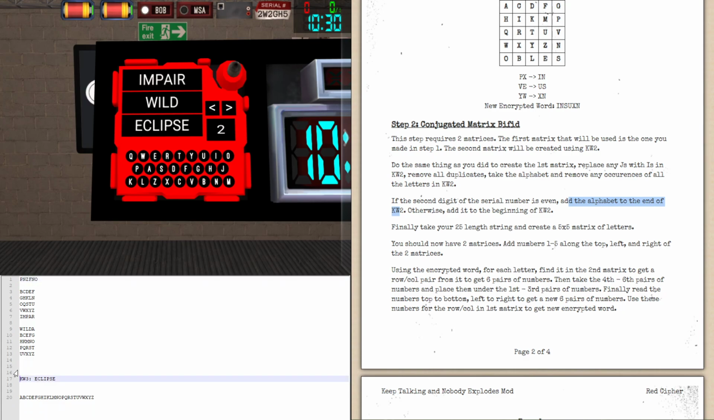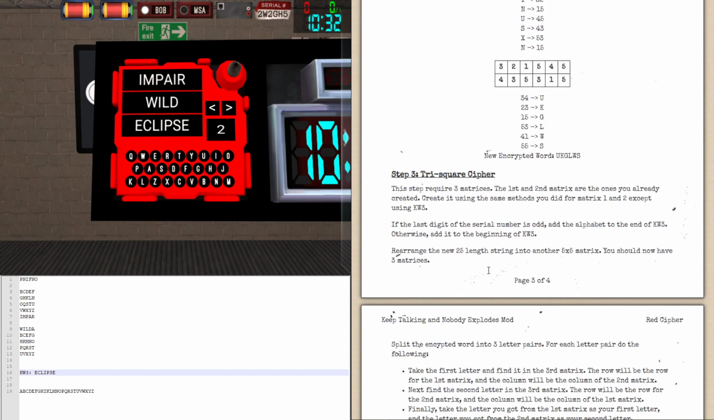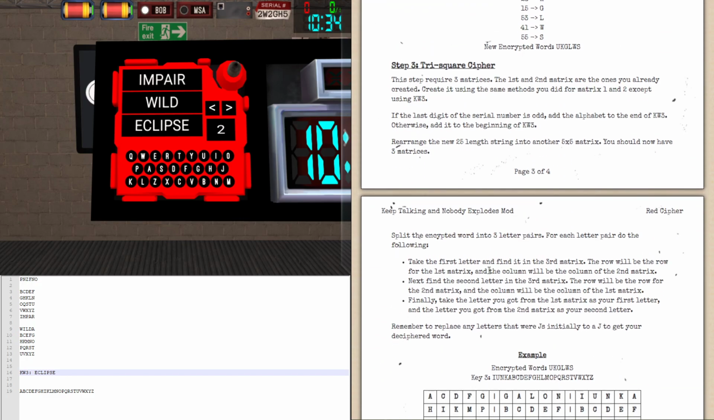Our last cipher is known as the tri-square cipher. And this step is going to require 3 matrices. Now we're going to definitely be using our first and second matrix as used before, and we're going to create our third matrix using our third keyword.